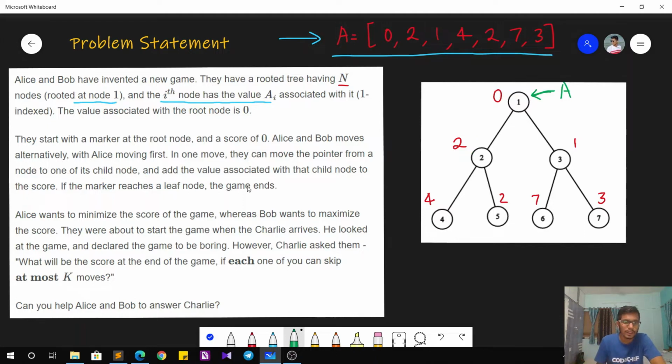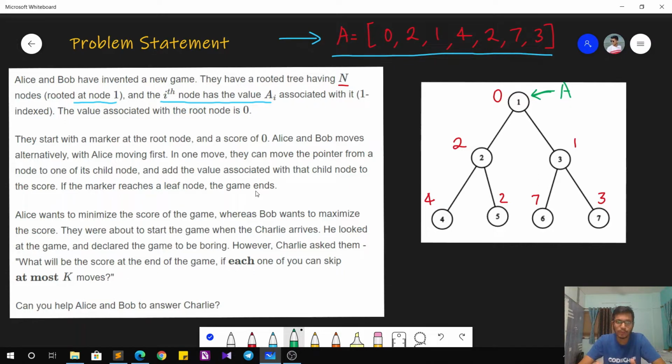So if the marker reaches the leaf node, the game ends. Because it is a tree and you can only go to the child nodes in subsequent moves, sometime soon you are definitely going to reach a leaf node. So whenever the marker reaches a leaf node, the game ends over there. So this is basically the game.